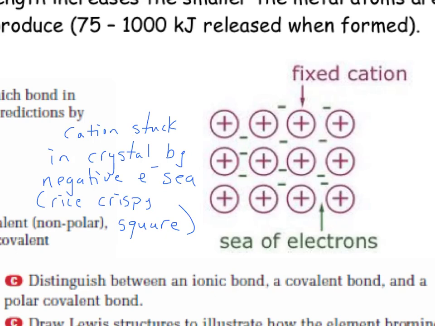When you make a metallic bond, you can get between 75 and 1,000 kilojoules of energy released. So we say it's roughly the same strength as a covalent bond, depending on which metal you have. The strength of the bond depends on two things. The smaller the metal cation, the stronger the bond. But also, the more electrons in the sea, the stronger the metallic bond.